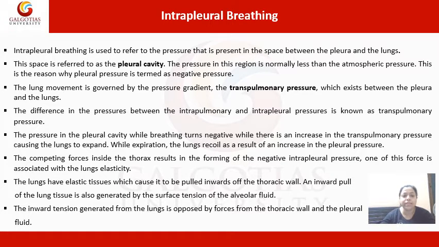Now, intrapleural breathing is used to refer to the pressure that is present in the space between the pleura and the lungs. This space is known as the pleural cavity because that is the space in between the lungs and the outer bag of the sac. Now, the pressure in this region is normally less than the atmospheric pressure, and that is the reason why pleural pressure is termed as the negative pressure, because it is less than the outer atmospheric pressure.